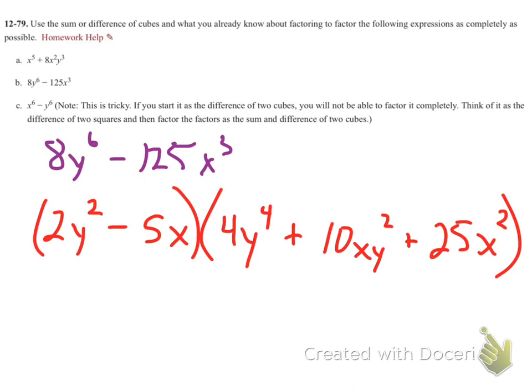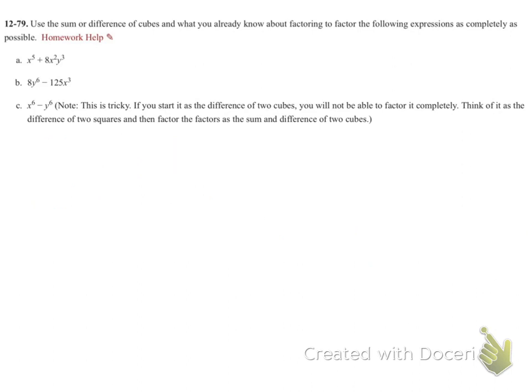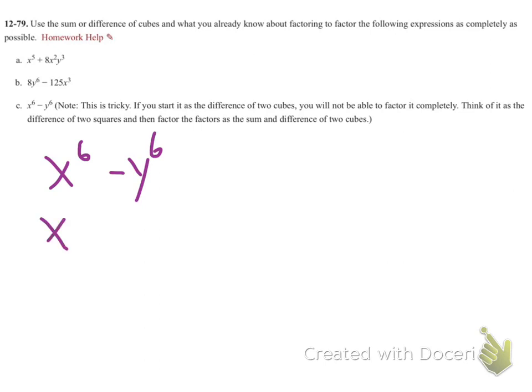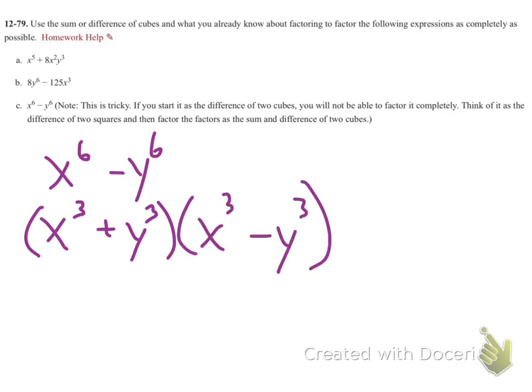Problem C talks about being a bit tricky, so there's a couple steps here. I have x to the 6th minus y to the 6th, which is not a difference or a sum of cubes. It is, however, a difference of squares. So I can now go through and write this as a difference of squares. It's going to be x cubed plus y cubed times x cubed minus y cubed. Now once I have that, I have a sum of cubes and a difference of cubes. So I'm going to be using both formulas.